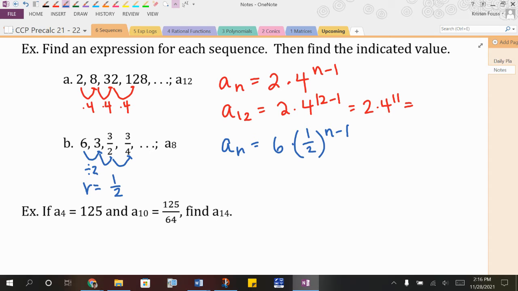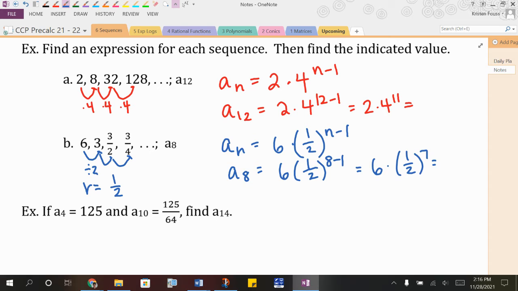So now I can plug in any number and find that value. In this case, let's go ahead and find the 8th term. So A8 would be 6 times 1/2 to the 8 minus 1, or 6 times 1/2 to the 7th. And again, I don't know what that is. I would be finding 2 to the 7th and multiplying 6 times 1 over that. And that will give us that value.